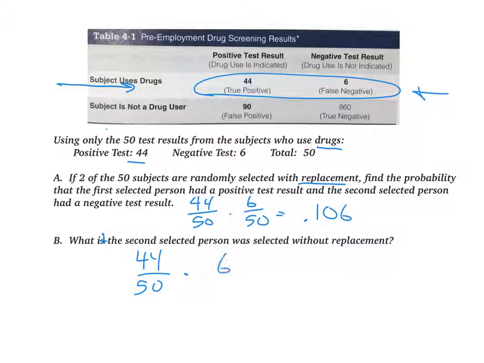Now the second person with a negative test, here's the deal. There's still 6 people in there who've had a negative test, but there are only 49 people left in the group because I already picked one who had a positive test. So that's what happens. That's dependent. And if you multiply that one out, you get 0.108. So a little bit different there. So be careful whether it says with replacement or without replacement.